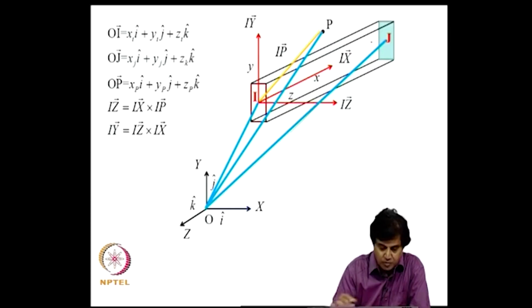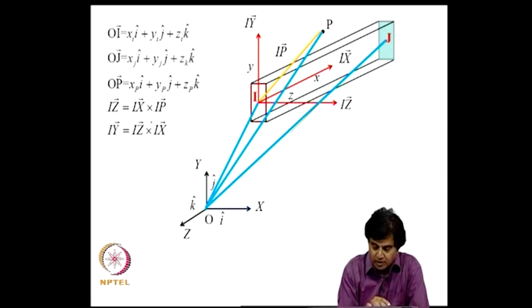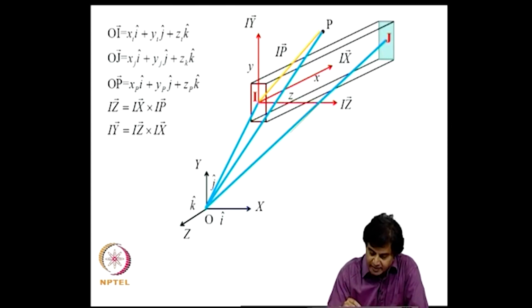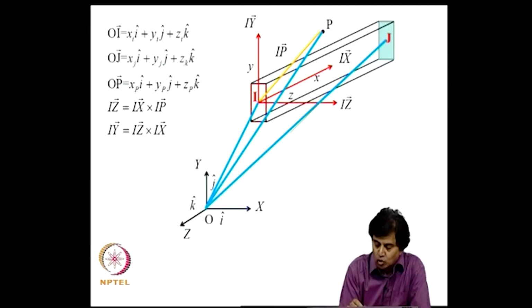O j is the position vector of the second node, given by this. O p is the position vector of this point P, which is given by this. Now, to determine I z, we consider two vectors, namely a vector along the local x axis and this vector I p, a vector along I p. These two vectors lie in the local xy plane, right. So, any vector along the local z axis must be normal to the plane containing these two vectors. Consequently, I get vector I z as I x cross I p.